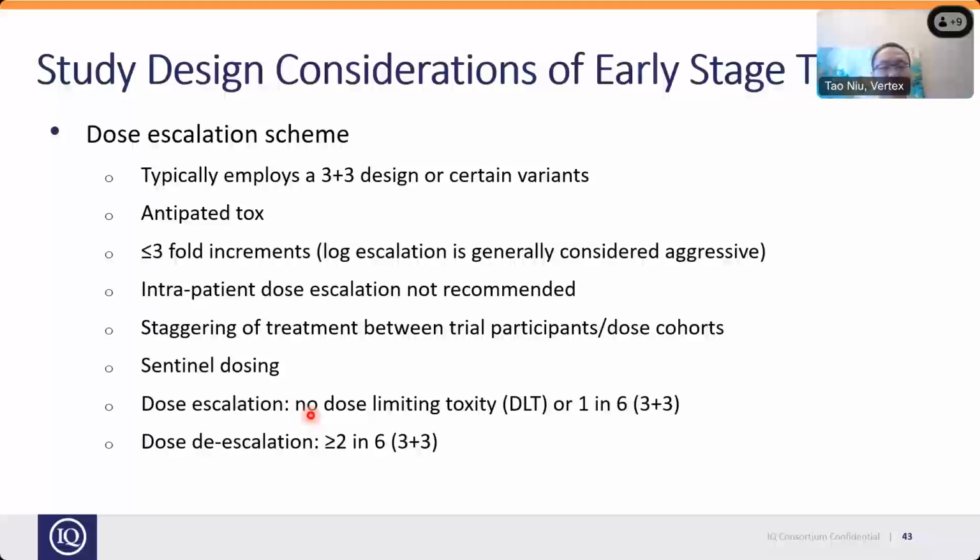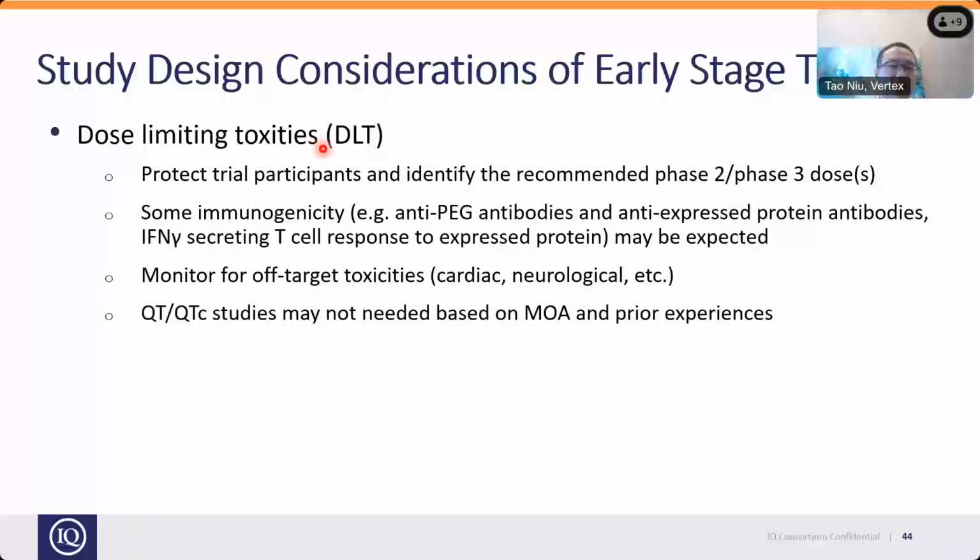And for dose escalation, like I said, the 3+3 design is typically used in oncology. And if no dose limiting toxicity or DLT in 1 out of 6, that typically means you can dose escalate. If you see greater than or equal to 2 out of 6 DLT, then you have to dose de-escalate. Of course, this is based on a general principle, and each individual program and case has to be considered case by case. And dose limiting toxicity, DLT, is certainly to protect trial participants and identify the recommended phase 2 and phase 3 doses.